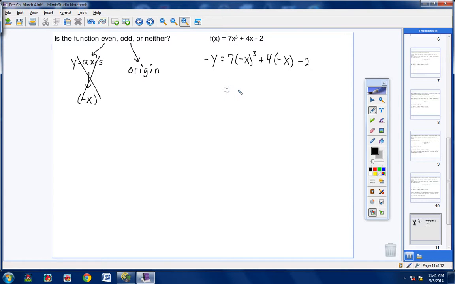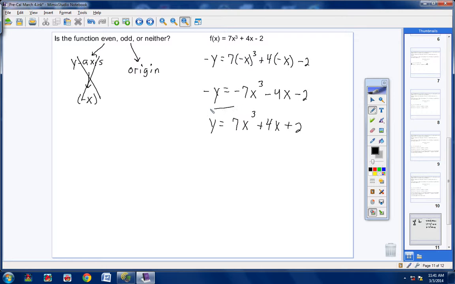We already know I end up with -7x cubed, -4x, -2. Then bring down your -y. Now, let's go ahead and go through and change all of our signs so that y is by itself. So I'll make that positive. I'll make the 7 positive, I will make the 4 positive, and I will make the -2 positive.